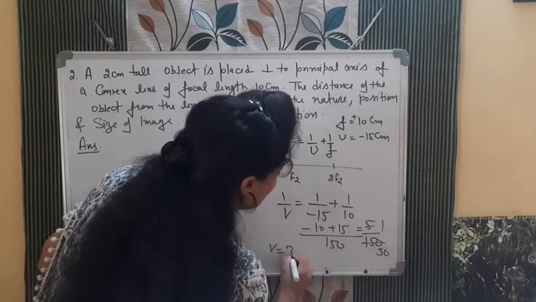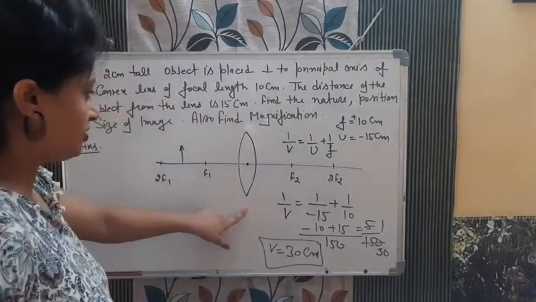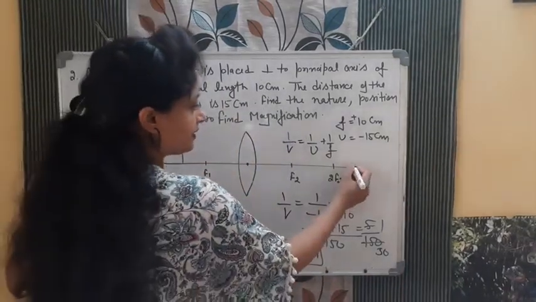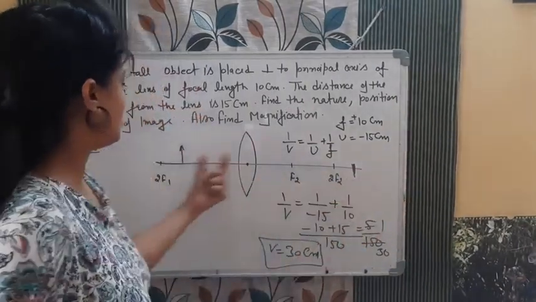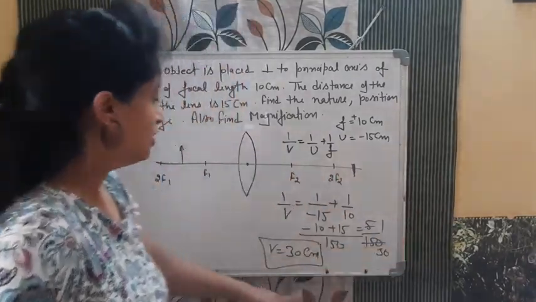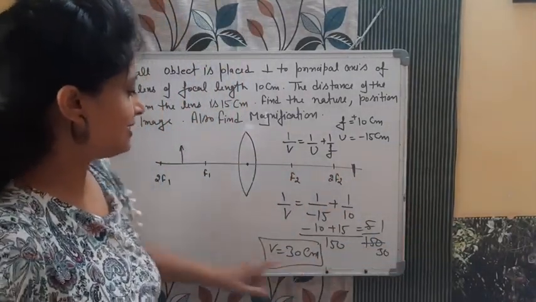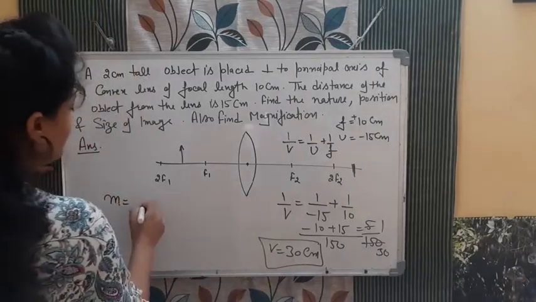So V is equal to what? 30 centimeter, plus 30. It means the image will be somewhere here, 30. After F2, 2F2, because if the object is between F1 and 2F1 then where is the image formed? Beyond 2F2. So V is equal to plus 30 centimeter. How will we find M? What is the formula of M? It is V by U.